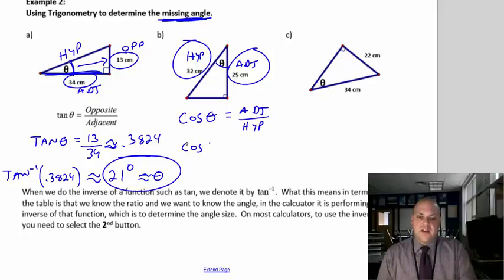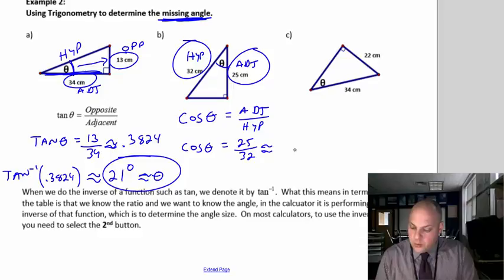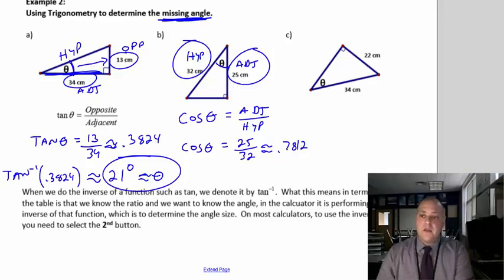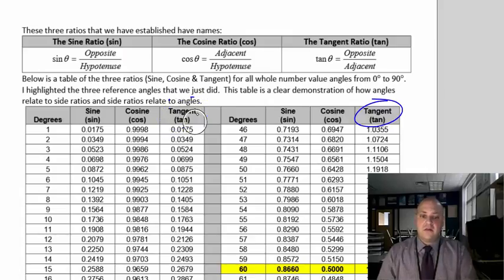So this is going to be cosine theta equals 25 over 32, which is approximately 0.7812. So we're looking under the cosine column now, and we're looking for a 0.7812 ratio.